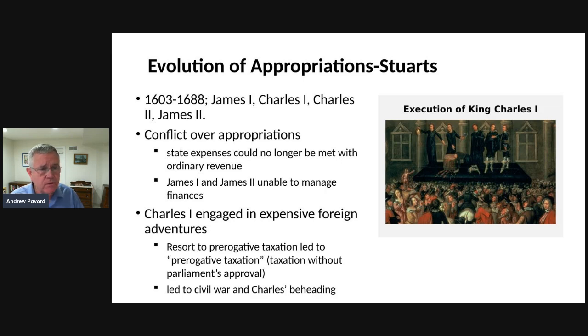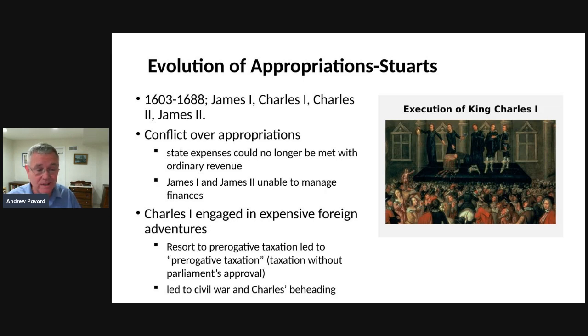And so Charles I, when he becomes king, he starts going off and fighting foreign wars. And he resorts to taxation. And then Parliament says, nope, we don't want to pay for taxation. And so he declared that he had the prerogative to tax his subjects. Divine right of kings, I'm not going to pay attention to Parliament. And that's the way it is.